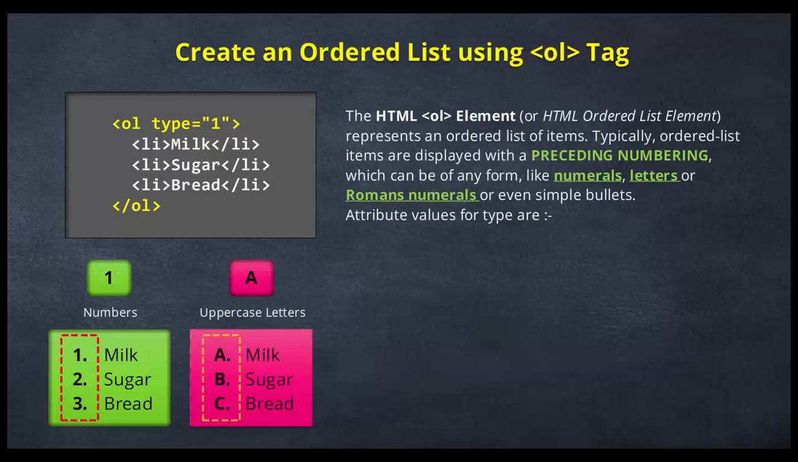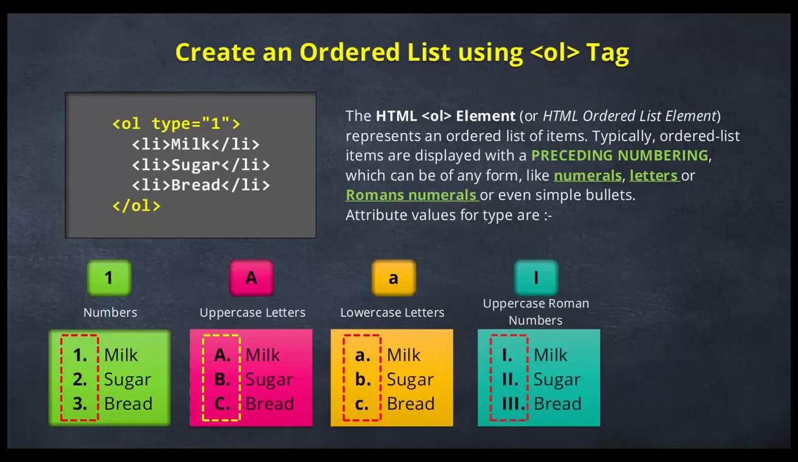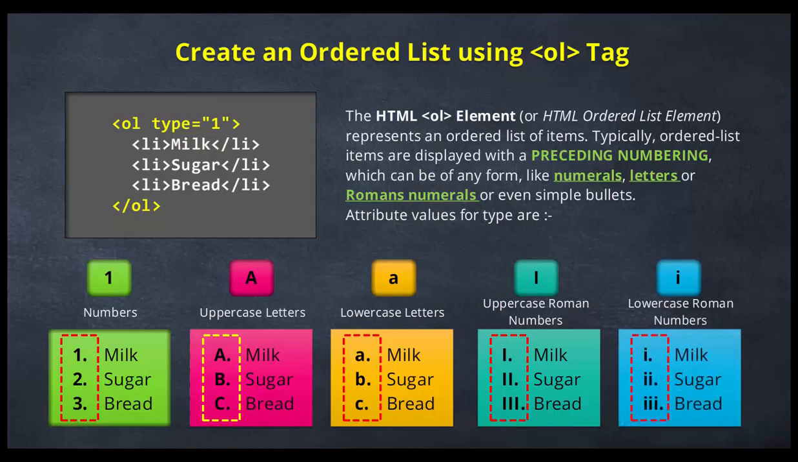Type uppercase A defines that the list items will be numbered with uppercase letters. Type lowercase a defines that the list items will be numbered with lowercase letters. Type uppercase I defines that the list items will be numbered with uppercase Roman numbers, and type lowercase i defines that the list items will be numbered with lowercase Roman numbers.